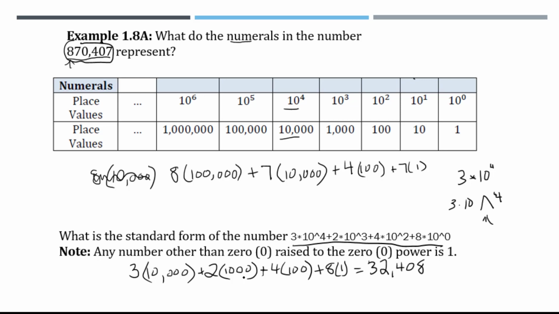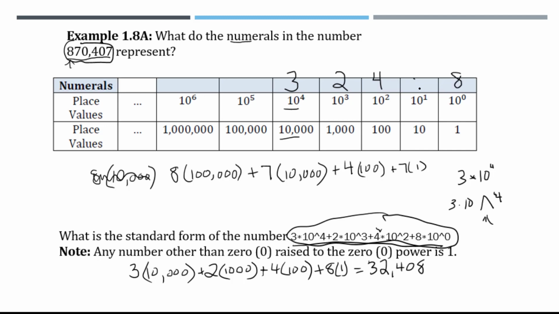Now here's a quicker way of doing it. I'm just going to look at these numbers right here. I'm starting with 3 in the 10 to the 4th place, so I'm just going to put a 3 there. Then I want 2 in the 10 to the 3rd place, so I'm going to put a 2 there. Then I want a 4 in the 10 to the 2nd place, so I'm going to put a 4 there. And then I want an 8 in this place, so I'm going to put an 8 there.